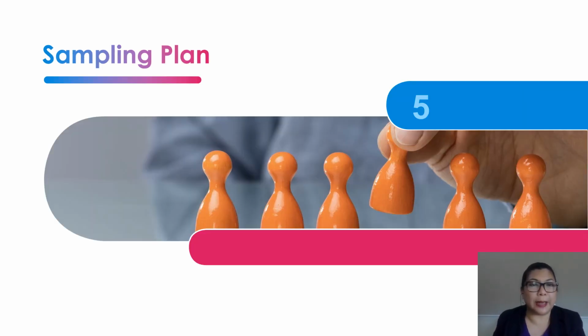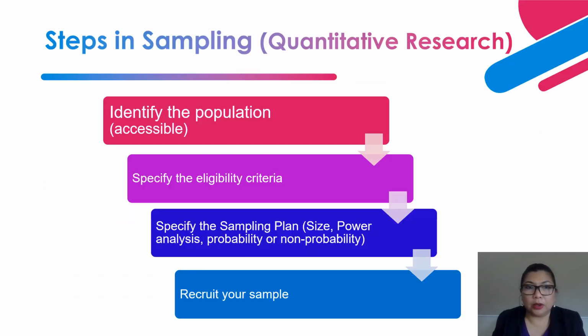Now we'll talk about the sampling plan. These are some of the steps in quantitative research. First, you have to identify the population. What is your accessible population? And then we talked about how to specify your eligibility criteria, your inclusion or exclusion criteria. And then you have to specify your sampling plan. What is the sample size? Maybe you have to do power analysis. You have to decide whether it's probability or non-probability sampling. And then you recruit your sample.